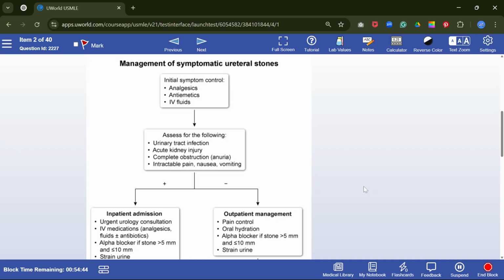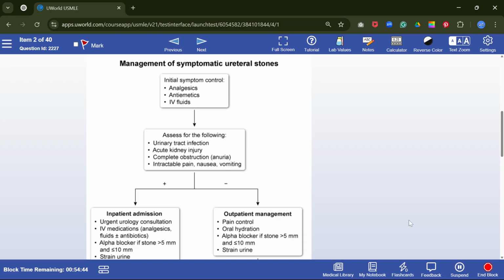So management. Should I read the box first? Okay. Management of symptomatic ureteral stone. Initial symptom control: analgesic, antiemetic, and IV fluid. Assess the following: UTI, AKI, complete obstruction, anuria, and intractable pain.